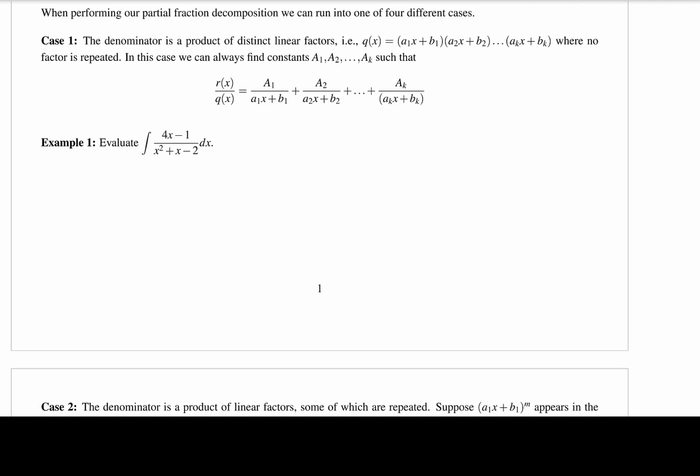So let's look at this first example. Well, let's first notice that I could rewrite this as the integral of (4x - 1) over, if I factor the bottom, we'll get (x + 2)(x - 1).